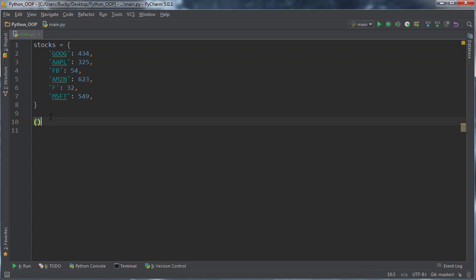So essentially what we end up with is something like this. Instead of Goog 434, we end up with 434 Goog. And then we end up with 325 AAPL. There we go. So again, this isn't valid Python, but I just want to demonstrate what we're essentially doing. Let me just go ahead and comment that so you guys can see.